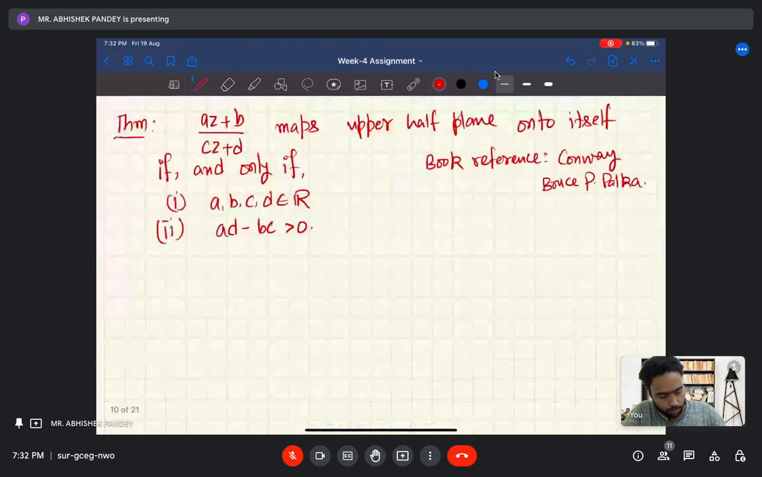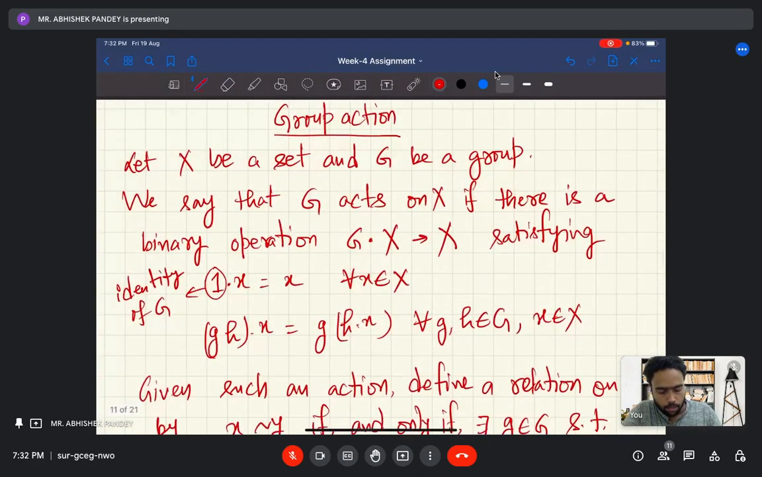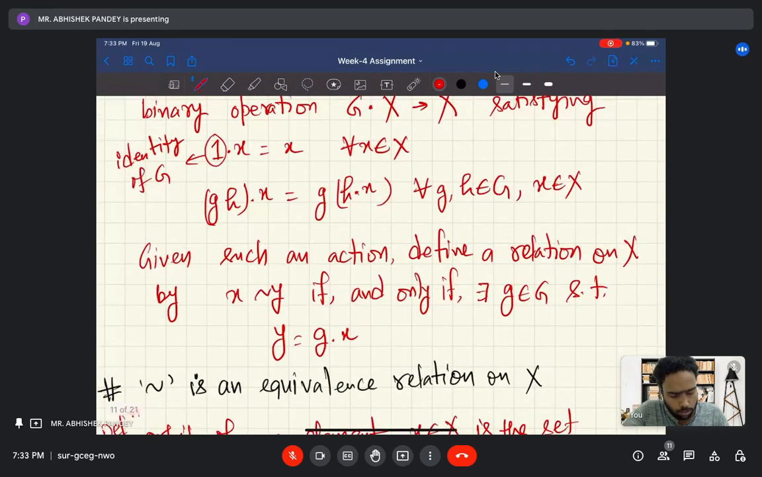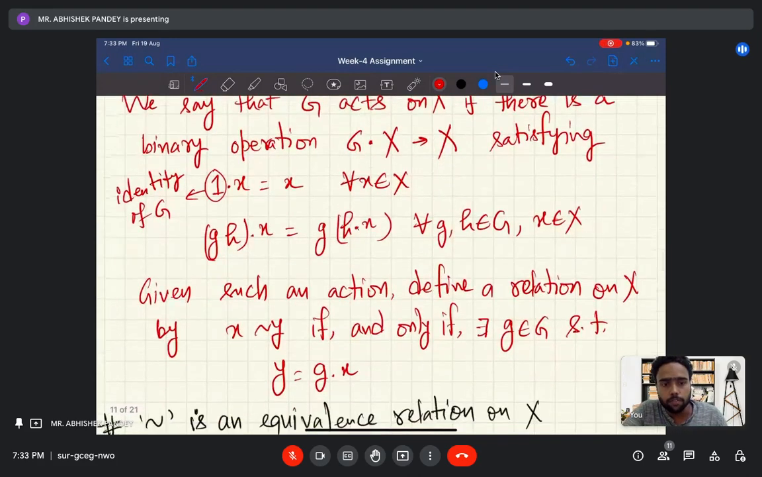So first, let us see the group action. Let X be a set and G be a group. We say that G acts on X if there is a map G × X to X satisfying 1·x equals x for all x belonging to X, and (gh)·x equals g·(h·x) for every g, h belonging to the group and x belonging to the set, where 1 is the identity of G. Everyone is familiar with this group action.